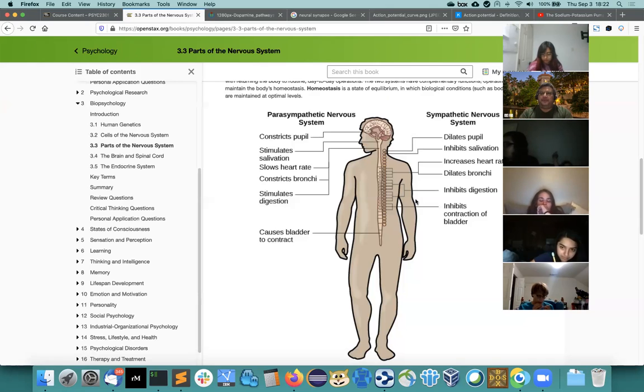That's all happening when you're relaxed. And the whole idea of the parasympathetic nervous system can be summed up in three famous words: rest, digest, and reproduce. Rest, digest, and reproduce. That's basically the three things that the parasympathetic nervous system is in charge of.